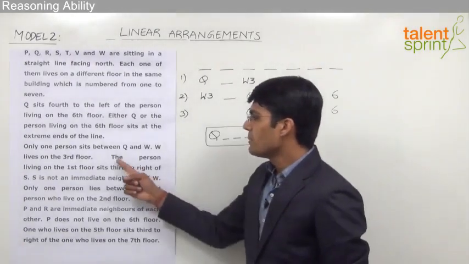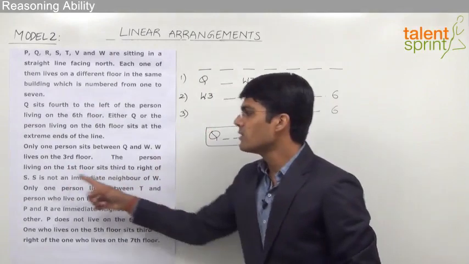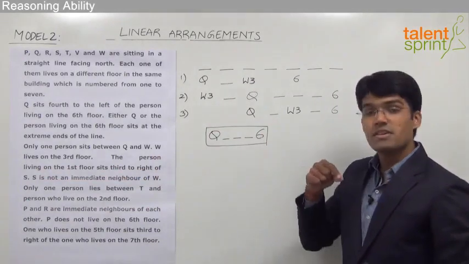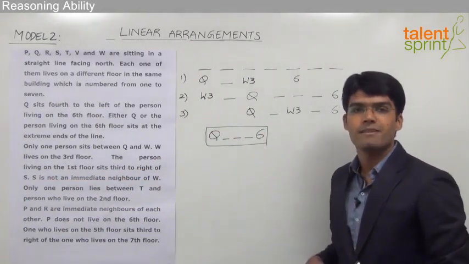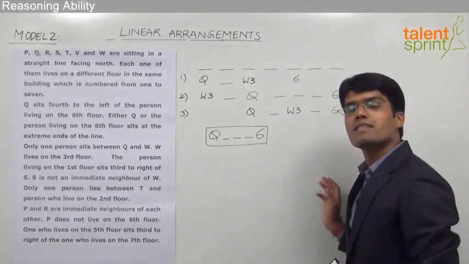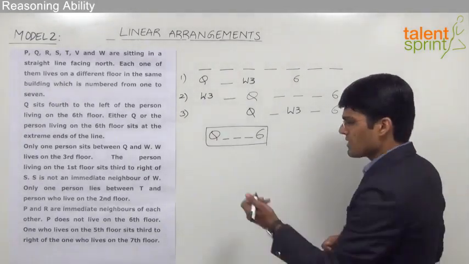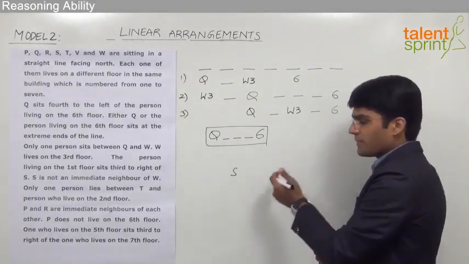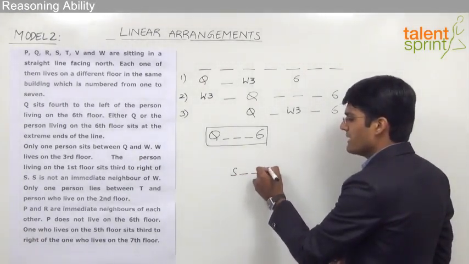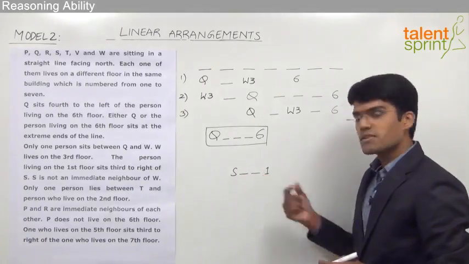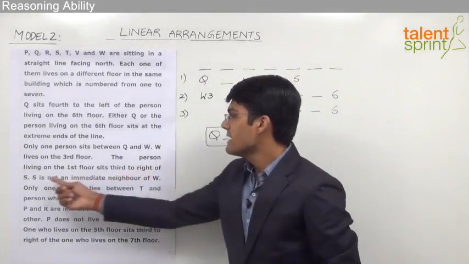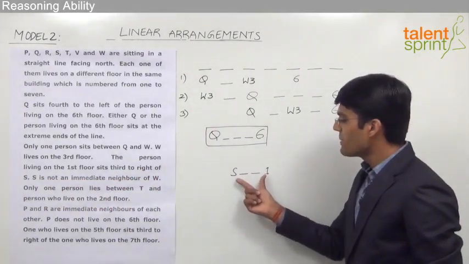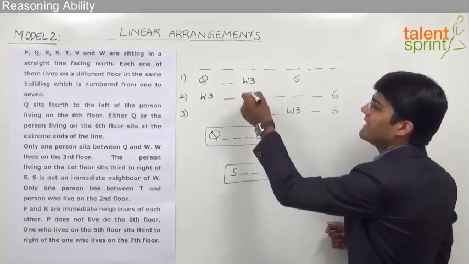The next point is the person living on 1st floor sits 3rd to the right of S, and S is not an immediate neighbor of W. So we know that the person who lives on 1st floor should be 3rd to the right of S, and right of S should be nothing but towards our right as the persons are facing north. So assuming that S takes this position, we can say that the person on first floor should be towards our right, that is right of S. So 1, 2 and third position should be occupied by the person on first floor. And we also know that S is not an immediate neighbor of W. So keeping these 2 points in mind, let us try to fit this particular set in these 3 cases.